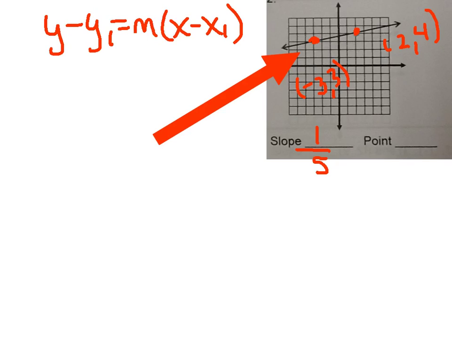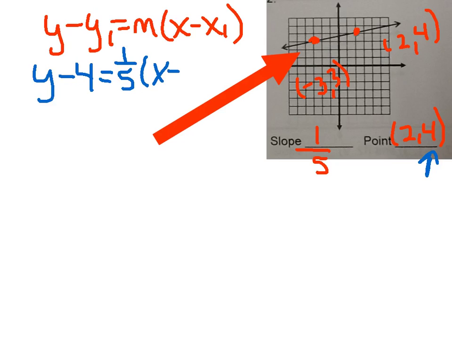Okay, now if I was doing that, I most likely would use that positive number. So I'm going to use 2, 4, but it doesn't matter. You can use any of those points that you want, or either one, I should say. Okay, so let's go ahead and plug in what we know into our formula. So y is always going to just stay there. The y1 comes from our ordered pair. So we're going to use the 4 that's right over here. So y minus 4 equals 1/5 parentheses x minus 2. Okay, and close your parentheses.